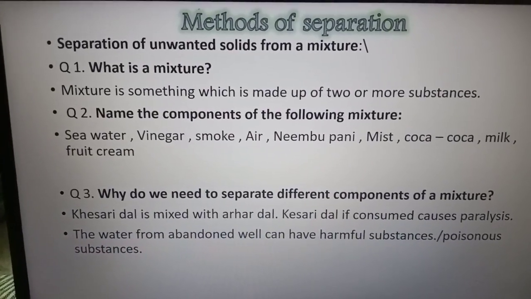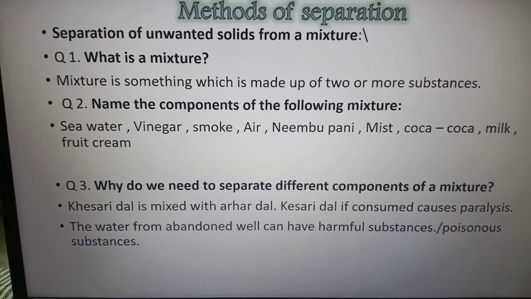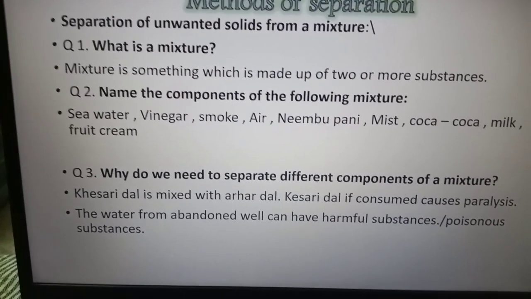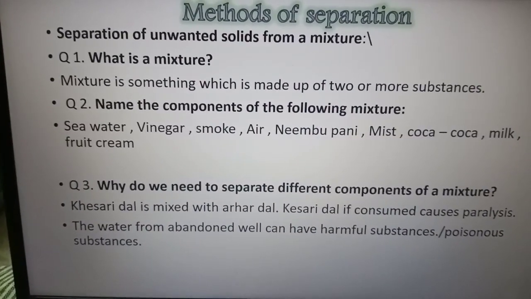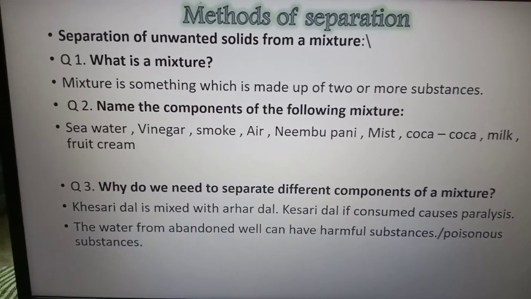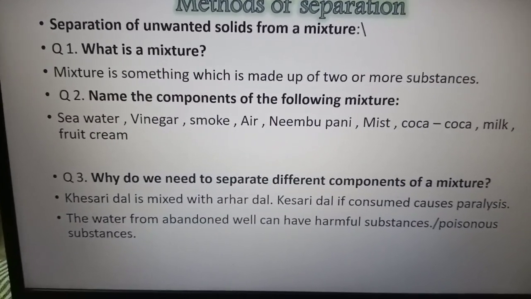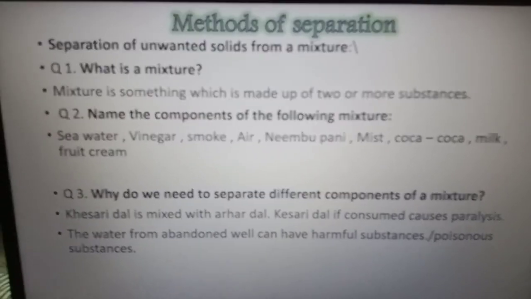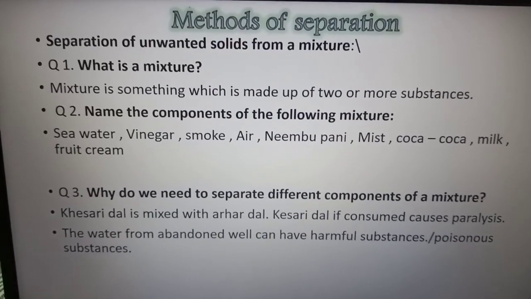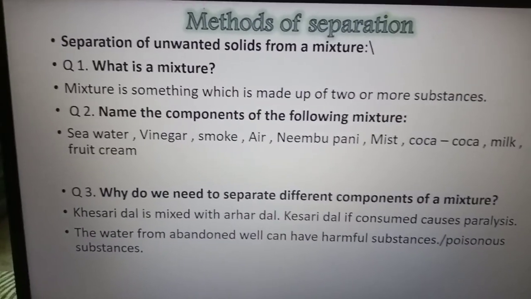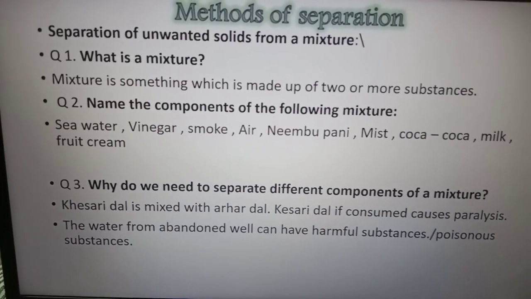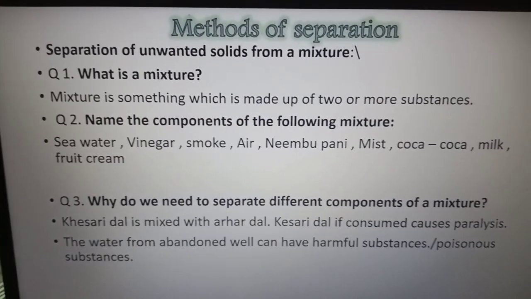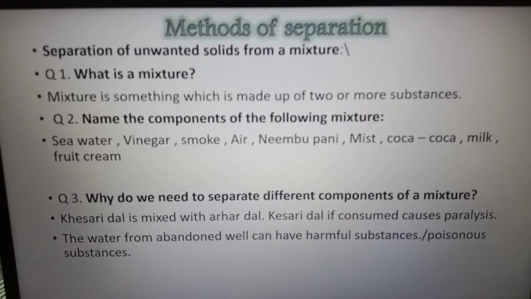The next is water from an abandoned well. An abandoned well means a well which has not been touched for many years. The water from the abandoned well might have harmful or poisonous substances. You can't just drink poisonous or harmful water. You need to remove those poisonous substances. So that is why there is a need to separate different components of a mixture. Mixtures are not always useful to us. There might be some cases where you do not need mixtures, as in kesari dal and in the water which is mixed with harmful substances. So we need to separate the components of a mixture. So this is about what a mixture is, what the components of a mixture are, and why we need to separate them.